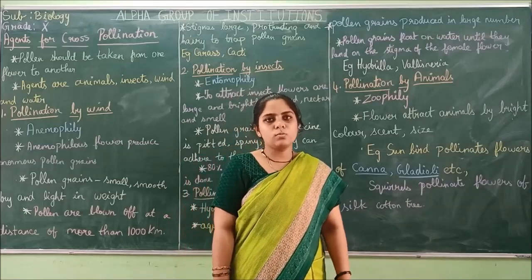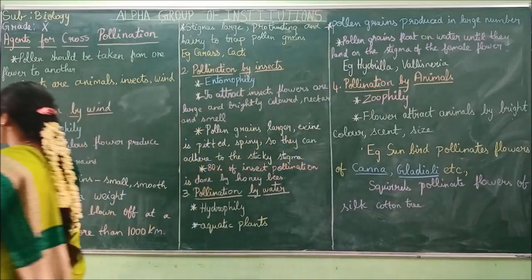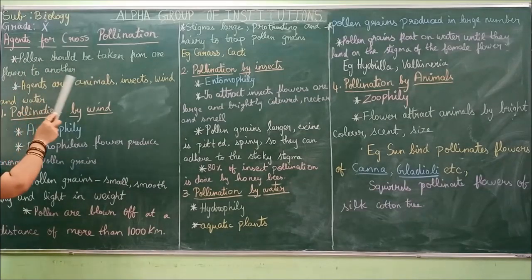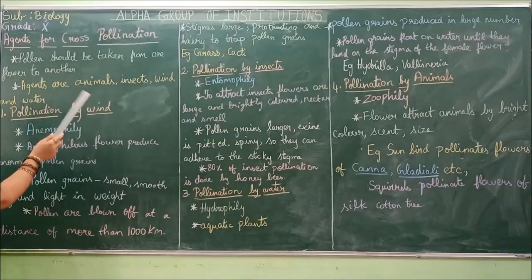Now I am going to give you a small recap from the first. First we saw cross-pollination. What is cross-pollination? When there is a transfer of pollen grains from one plant to another, it is known as cross-pollination. For such transfer, we need some agents. Now we are going to see all those agents in detail. Pollen should be taken from one plant to another. Agents are animals, insects, wind and water. First, we are going to see the pollination by wind.